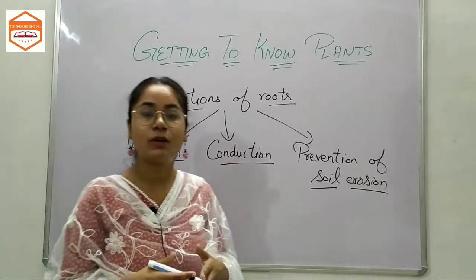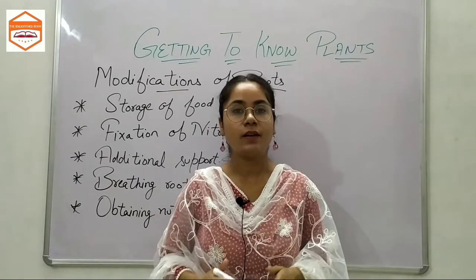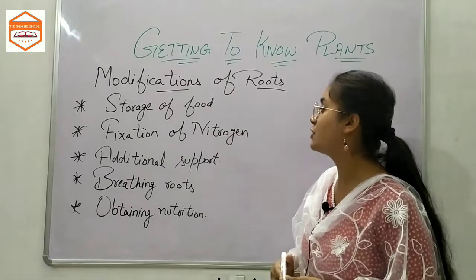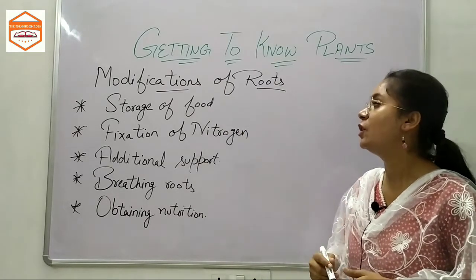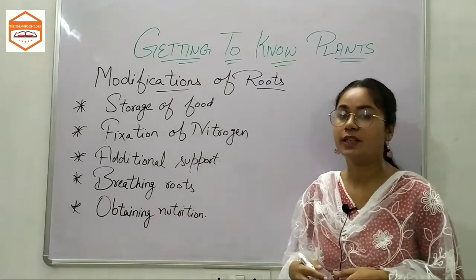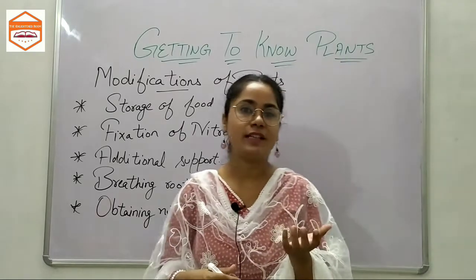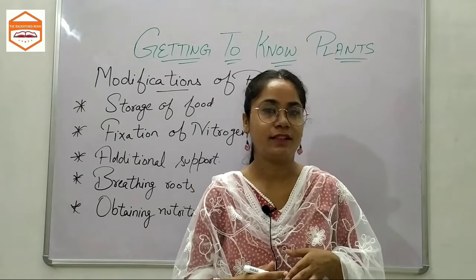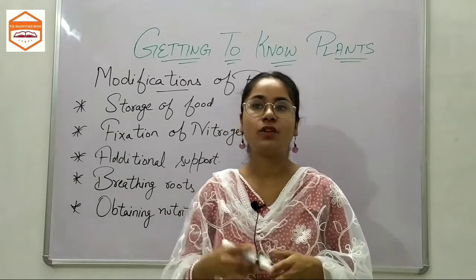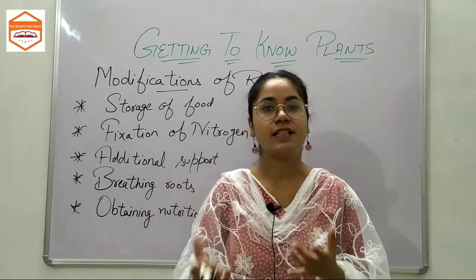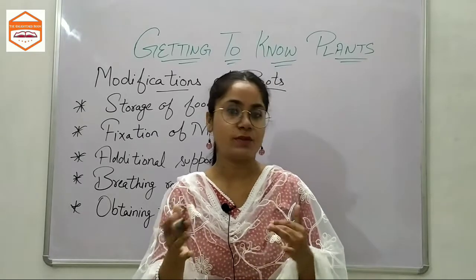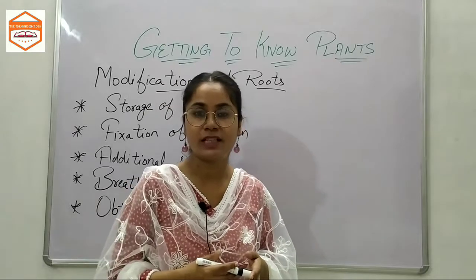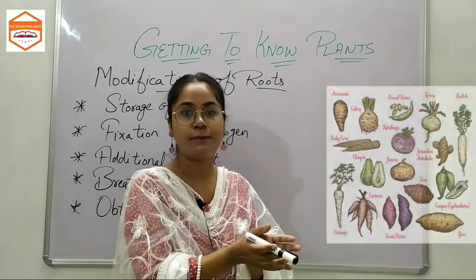Now let's discuss the modifications of roots. In the modifications of roots, the first point is storage of food. I know you all would love to eat sweet potato, carrot, radish, and turnip. As we have discussed, these are special roots known as tap roots, and the food is stored in those tap roots.